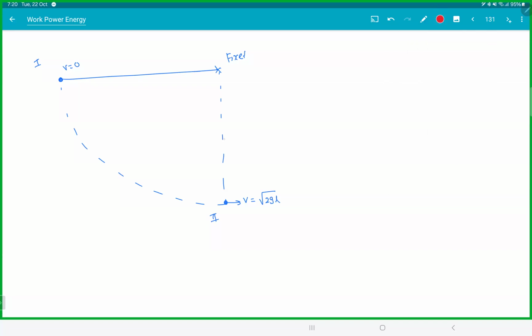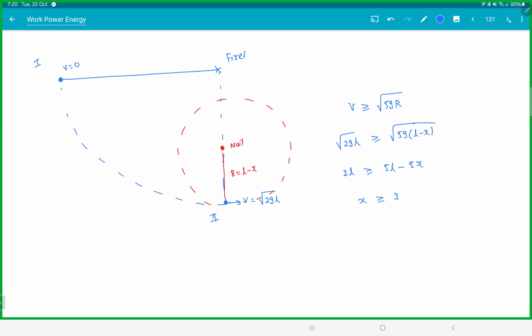So now you're saying there is a nail here. If that is x, that means this circle's radius r is L minus x. This is going in a circle. And just now we proved in the last class, for it to go in a circle, speed v should be greater than or equal to root 5gr. But your v is root 2gL, which is root 5gr. r is L minus x. Square on both sides. We get x must be greater than or equal to 3L by 5.